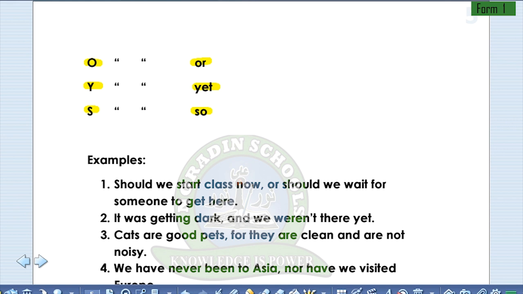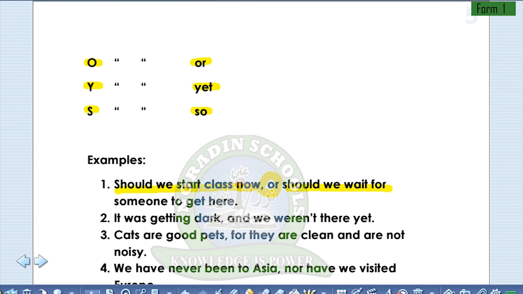Examples. Should we start class now, comma, or should we wait for someone to get here? If we look at this sentence, it is two simple sentences. You have one simple sentence here: should we start class now? It has got one subject and one predicate. To join these two simple sentences, you use a comma and a suitable coordinating conjunction. And the rest is the second simple sentence here.